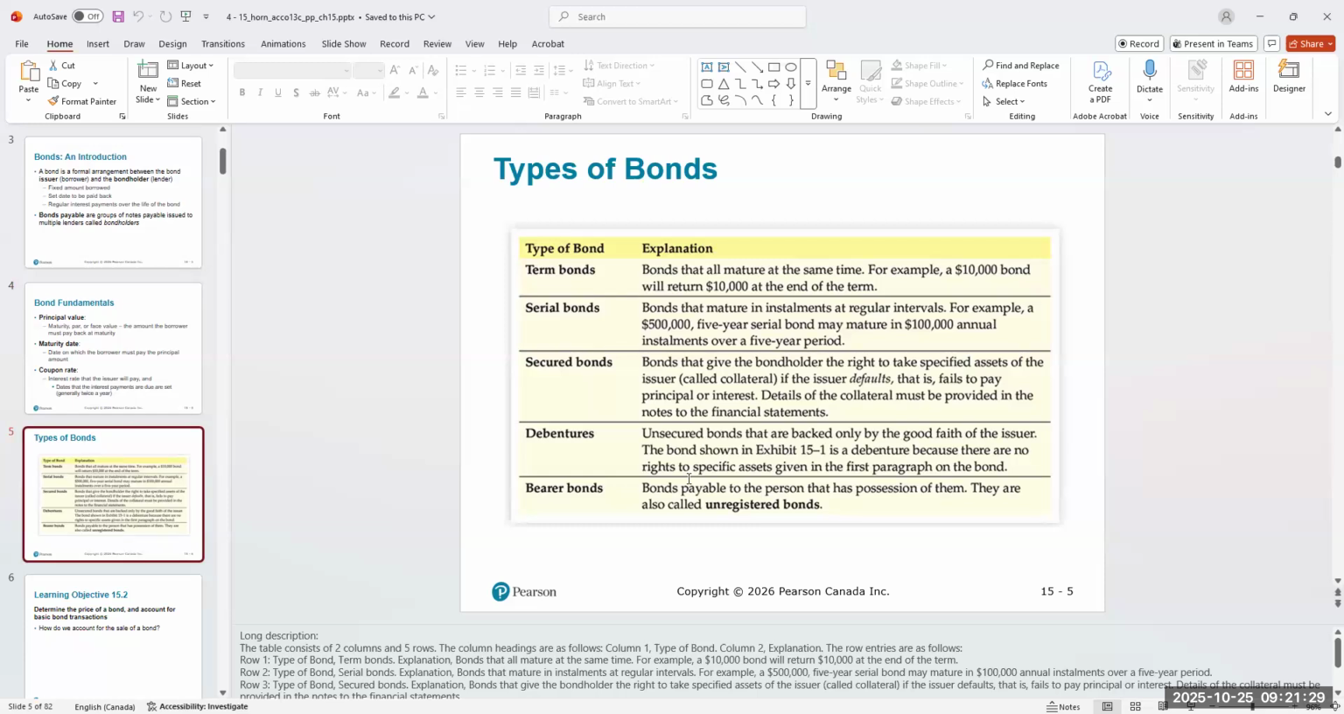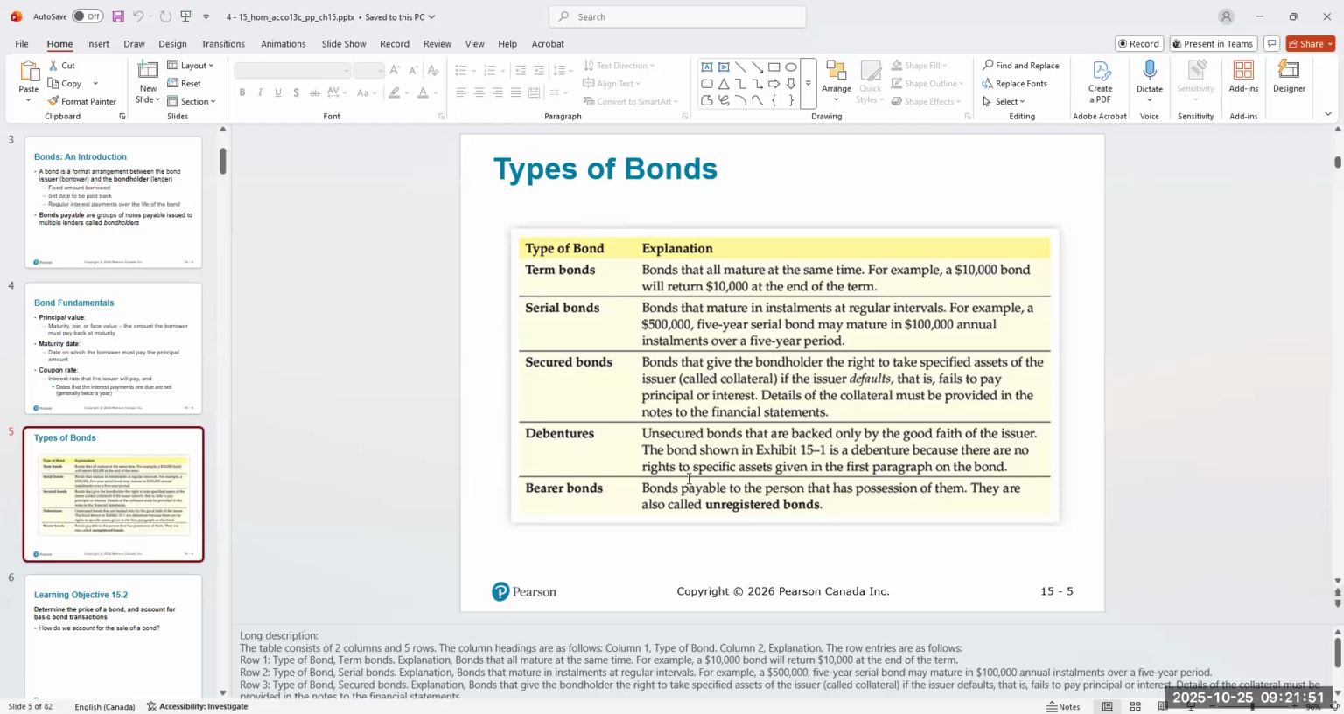The first type of bond that you may see is the term bond. Term bonds will be different. Let's say I issue different bonds, but all mature or all expire on the same date at the same time.